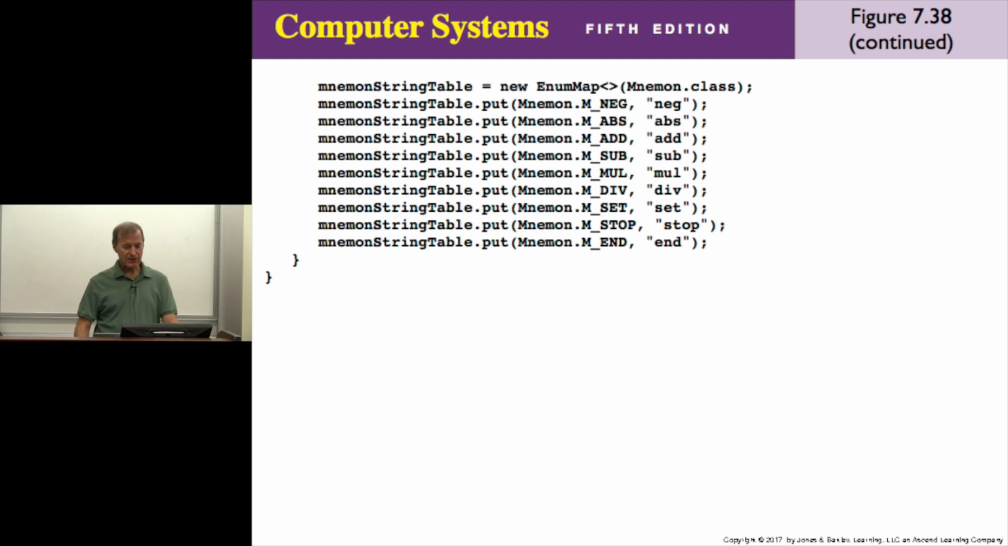And then here on the next part of the slide is the Enum Map. So now this is going the other way around. What's the type of the key in the mnemonic string table? What is the type of the key? Yes, it's an enum. Right. And so we look up the enum, and what does it give us? The string mnemonic, the way we want it to be capitalized.